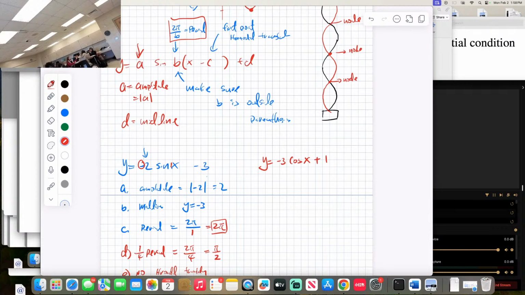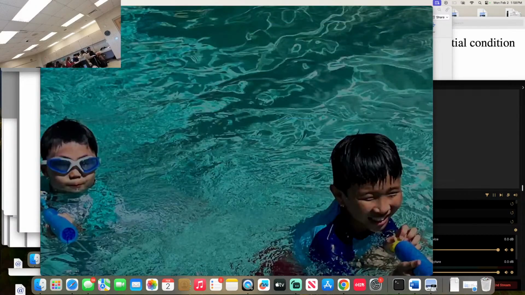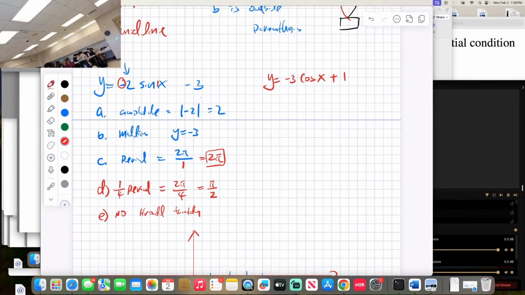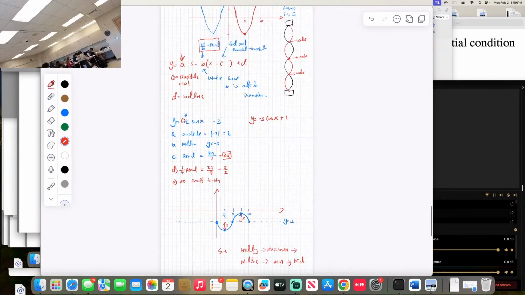Because cos already starts at 1 when running horizontally. The midline is 1. There's a vertical translation because it's 1. So the vertical translation is 1 plus 1, which is 2. Remember how you got it and how to change it? Write down your values first so that you can get the exact graph. Let's try again and look at this graph.